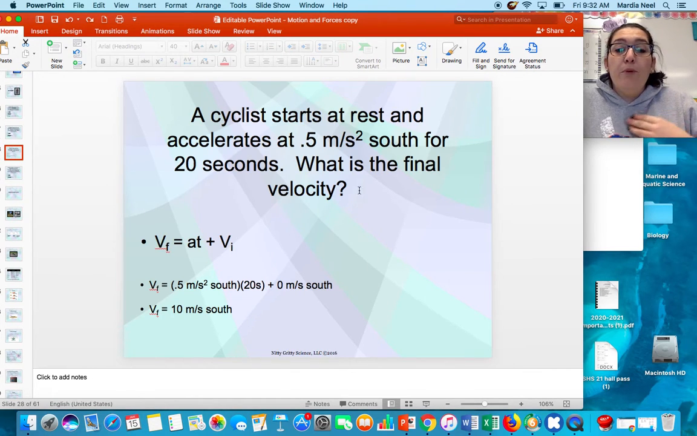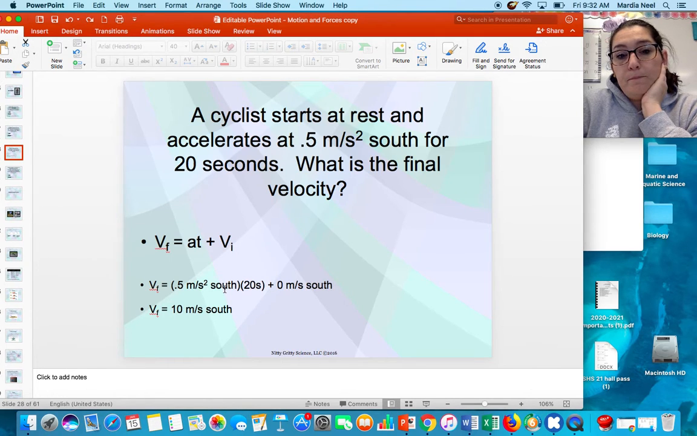So we have 0.5 meters per second squared south as my acceleration. I'm going to plug that in. We have 20 seconds as my time. My final velocity is what we're looking for. And we start at rest, so my initial velocity is 0. So when we plug it in, our final velocity was 10 meters per second south. So that's how fast we got.